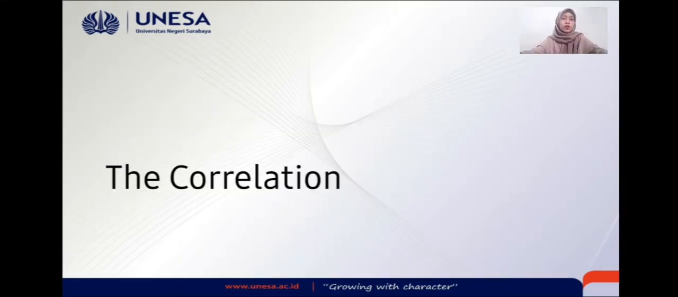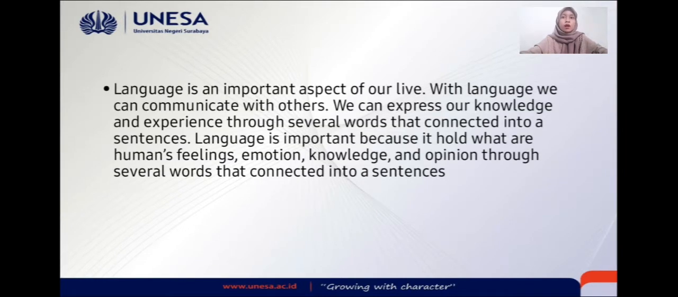So, after talking about the definition of language and age, we will see the correlation between those two. Language is an important aspect of our life. With language, we can communicate with others. We can express our knowledge and experience through several words that are connected into sentences, as I said before. And language is important because it holds humans' feelings, emotions, knowledge, and opinions through several words that are connected into sentences.